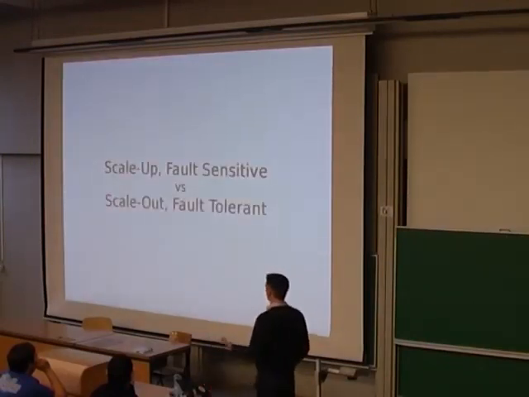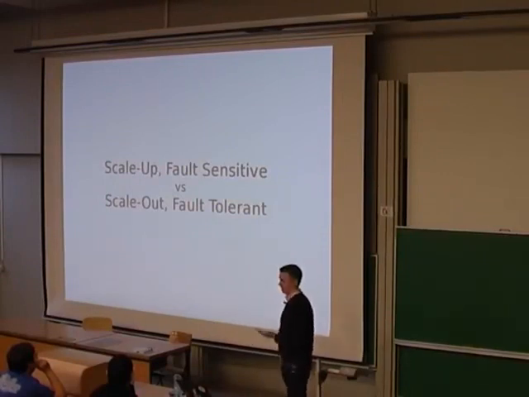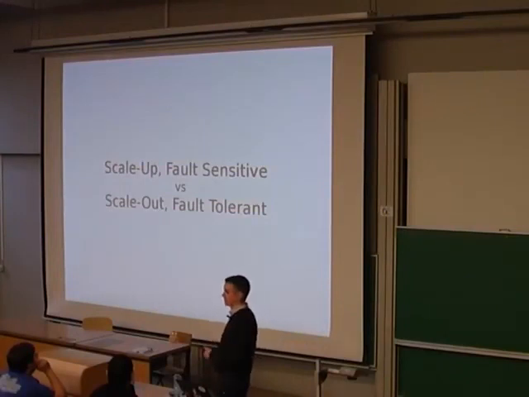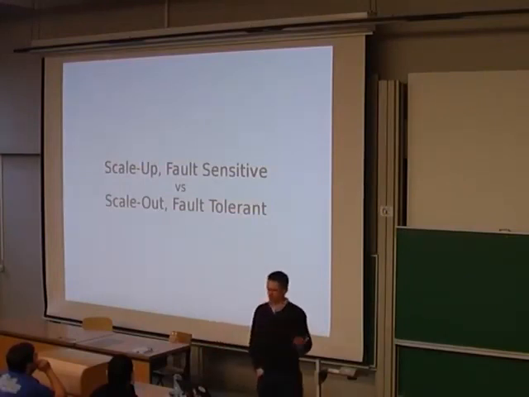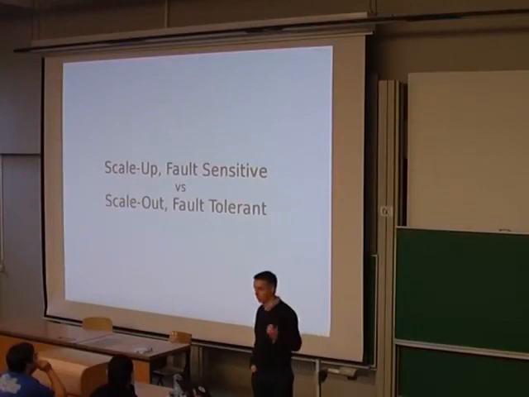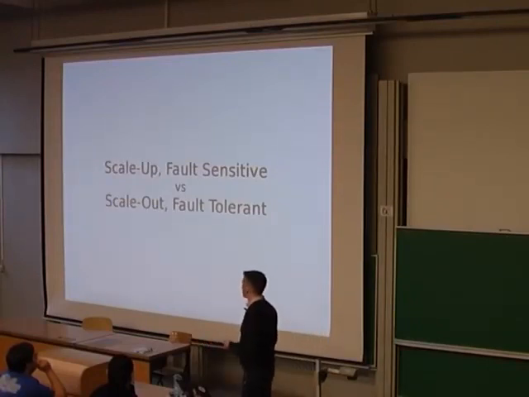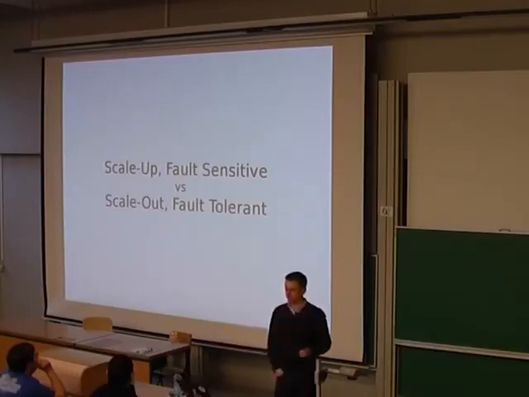Another way of thinking about it is what applications are running on top of this OpenStack cloud. I don't think you want to be running scale-up fault-sensitive applications like your big old mail server or a big old database. That's not the sweet spot for EC2, and I don't think it's the sweet spot for OpenStack. If you've got scale-out fault-tolerant applications, I think that's what you want to be running on OpenStack.